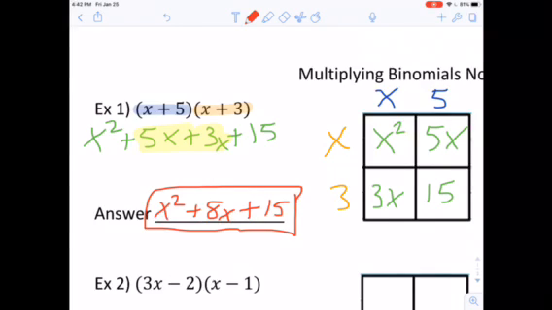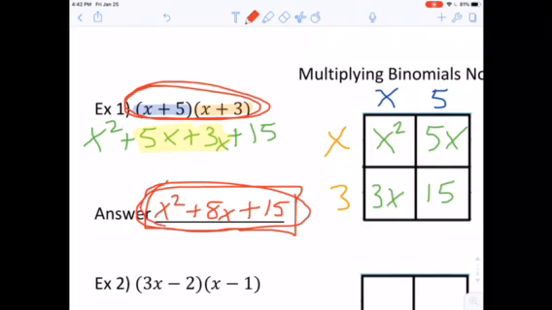Now, because it's an open answer, there are many ways that I can get this. It's always a good idea to check your answer. And how can you do this? Simply type the problem into y1 and type your solution into y2 in the calculator and look at the tables. If the two match, you have done this correctly.